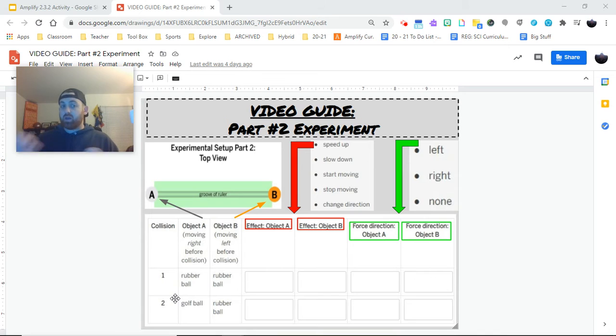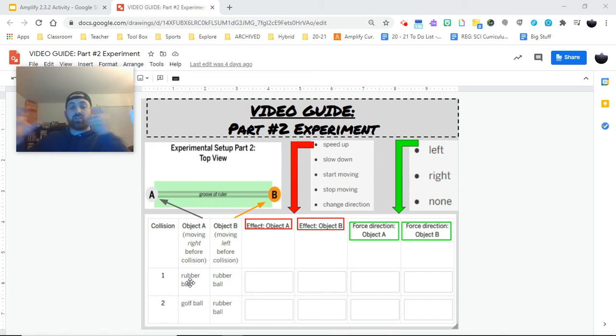So notice again, before we had an object in motion, not in motion. Now we have both objects in motion, but we're still looking at how their motion is affected by these forces of collision, and what their direction is like during these forces of collision. So we're going to obviously have our object A on the left side, our object B. It's going to tell you which one is which.